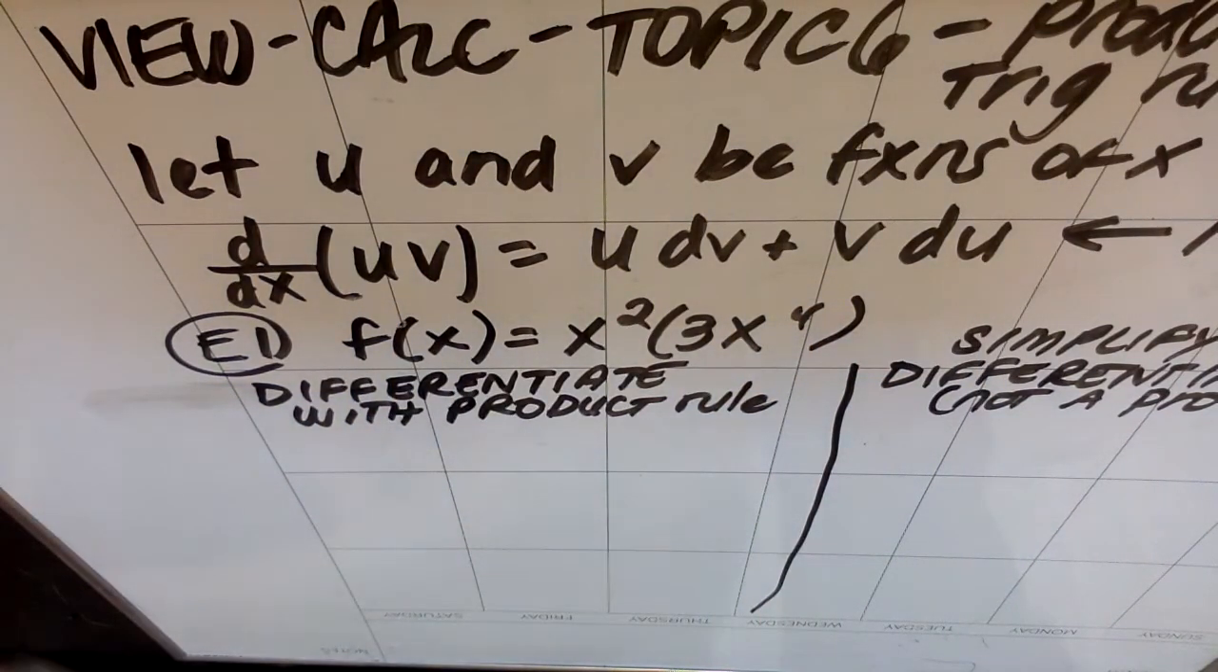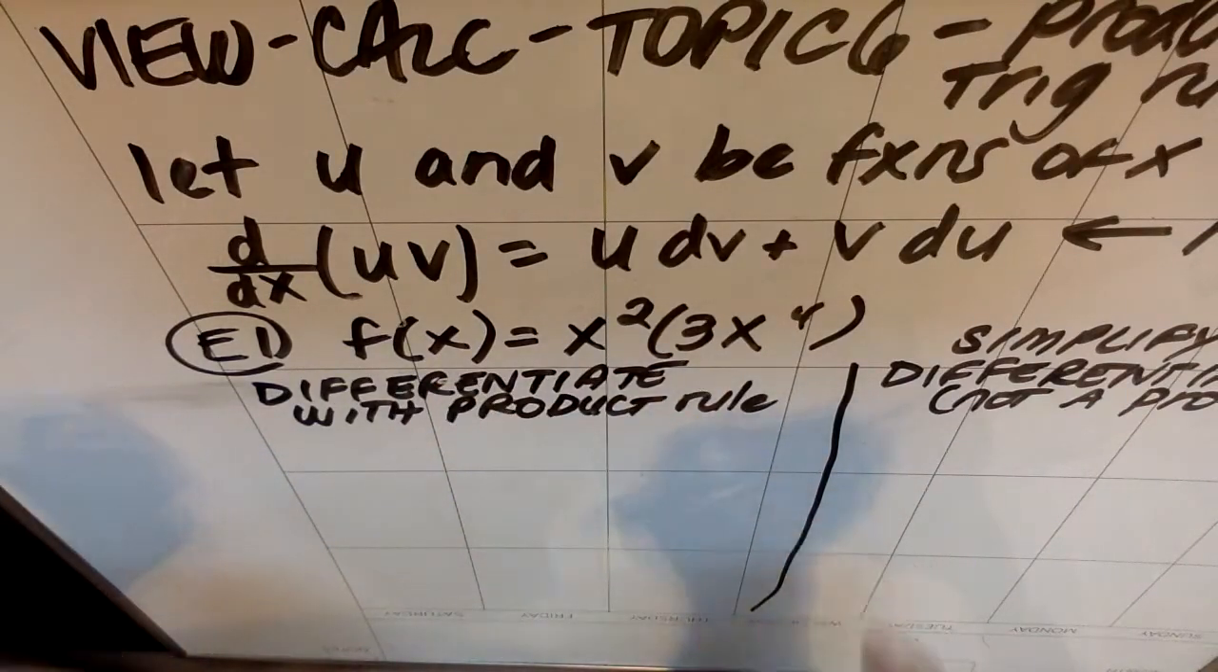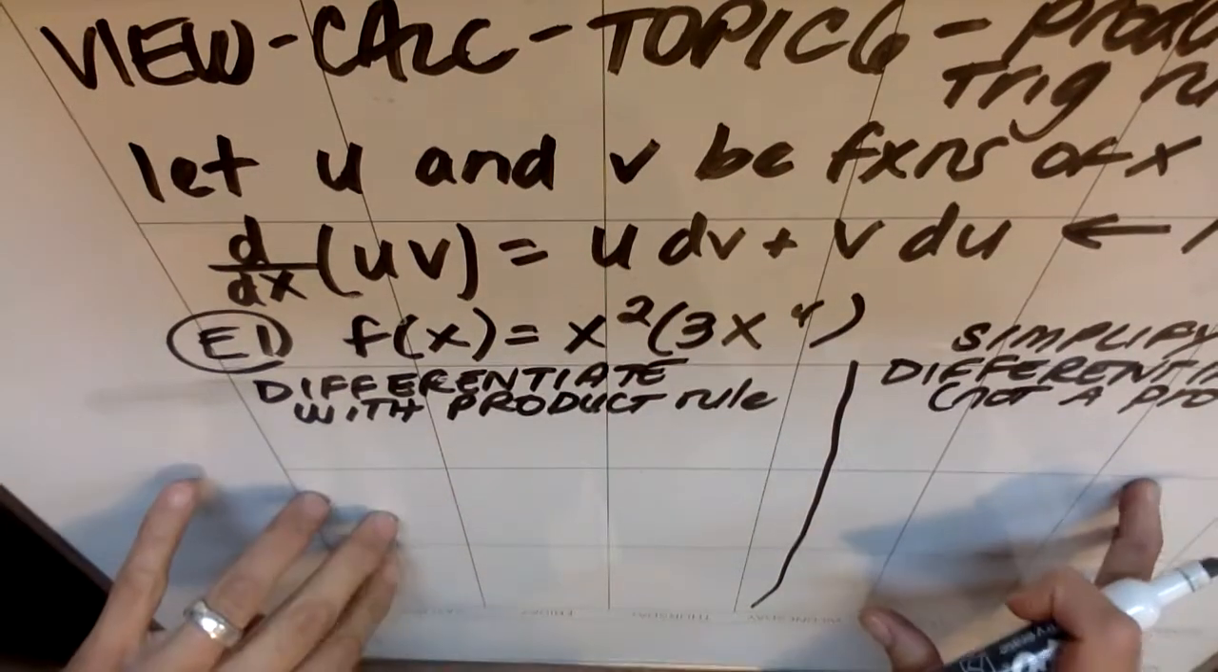So what we're going to do in example 1 is differentiate something that we would never use the product rule for. In a minute, I'm going to show you examples where you actually would use the product rule. Here, it doesn't make sense to use it, but it technically is mathematically right. It's just not the best way to do the problem. So let's differentiate f of x equals x squared times the quantity 3x to the fourth two different ways. We're going to do it once with the product rule and once by simplifying first.